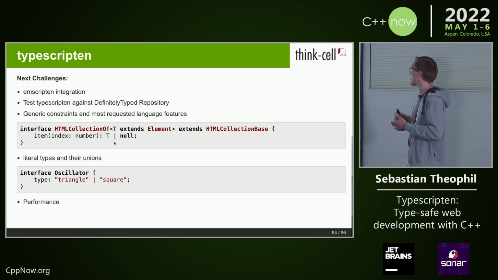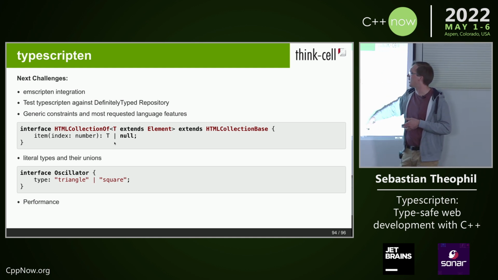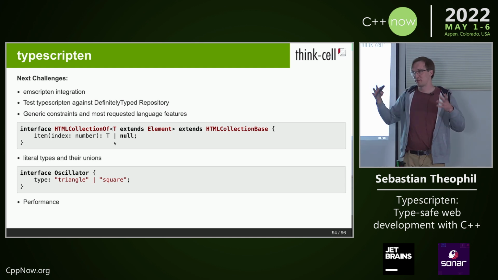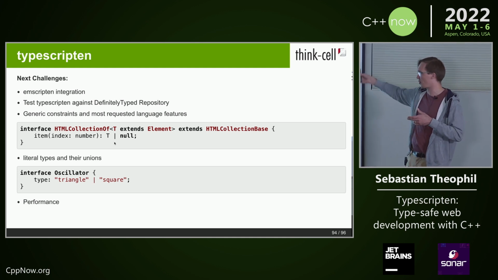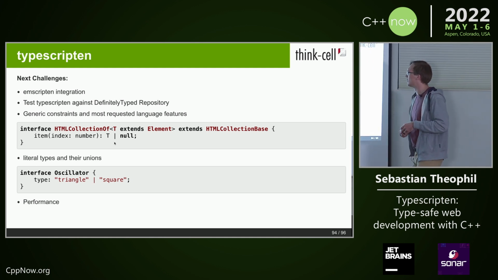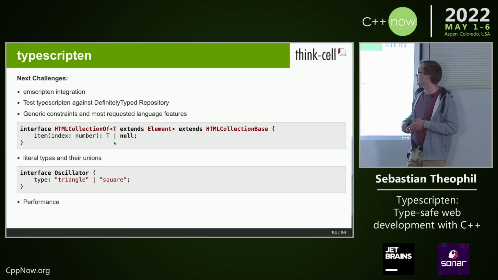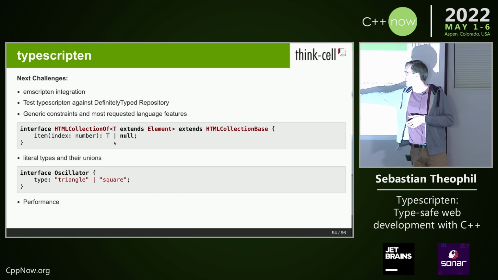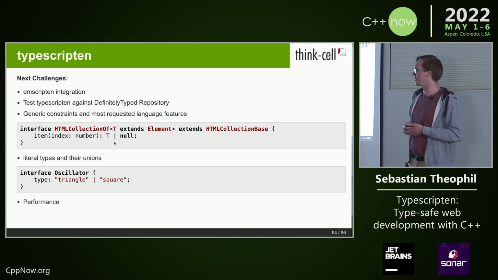Okay, and what are the remaining challenges? Well, first one, emscripten integration. And then the next step would be, or at the same time maybe, to test this tool against a bigger input, for example, against this repository of 7,000 types, to see where it fails, what I have to do next, and see what are the most important language features to make this work. Is it generic constraints, or is it literal types? And then probably in the end, performance, if that's actually necessary.